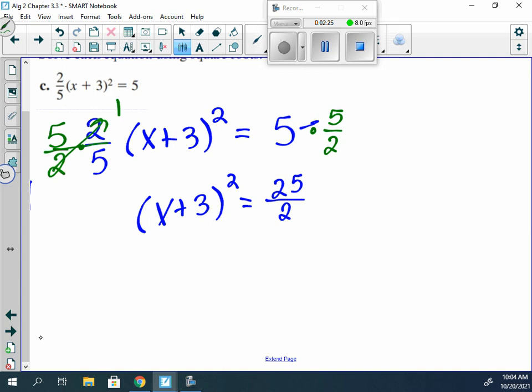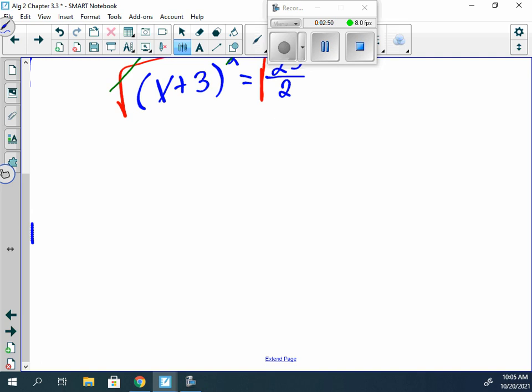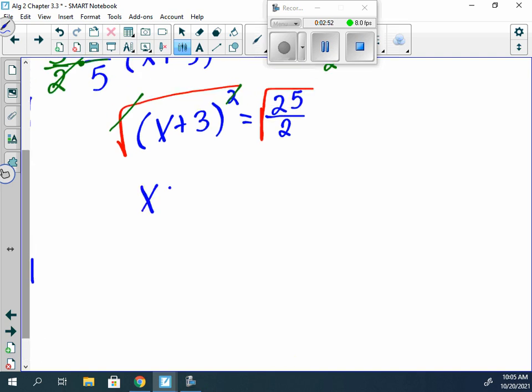Do we have the set of parentheses by itself? Is there anything being multiplied outside the parentheses? Anything being added to it? No, so it's by itself. So we can go on and square root both sides. Because the square root and the square will cancel out, leaving us with just x plus 3 is equal to plus or minus.